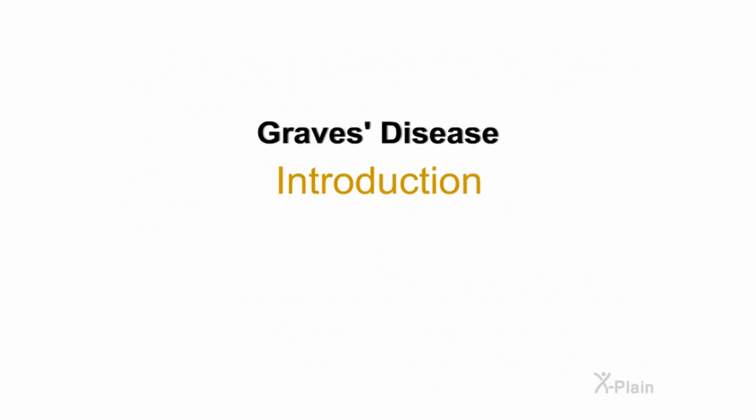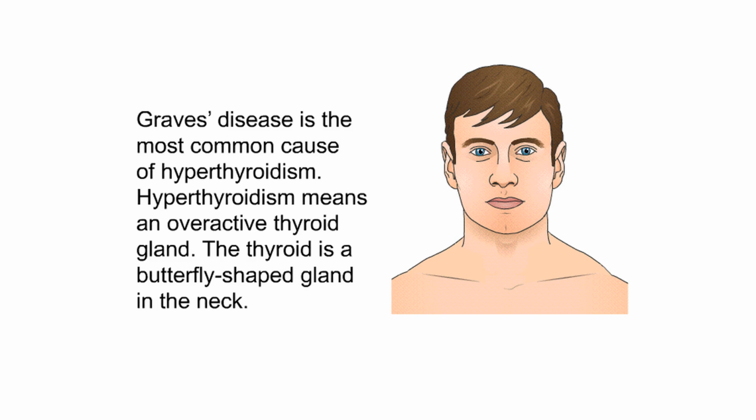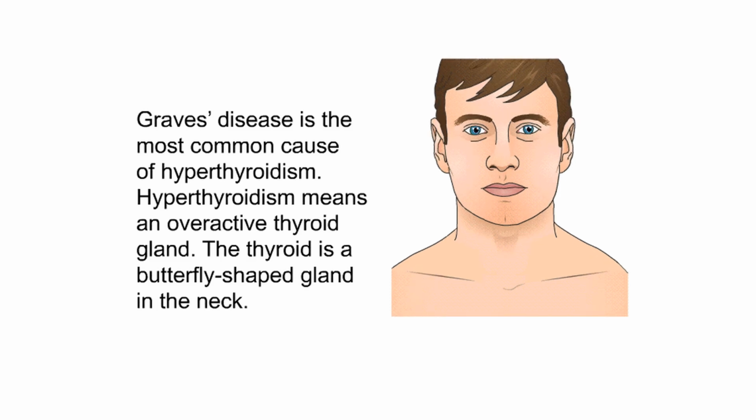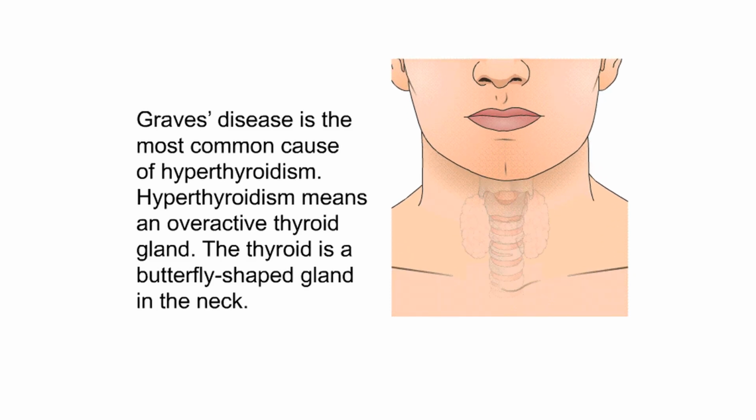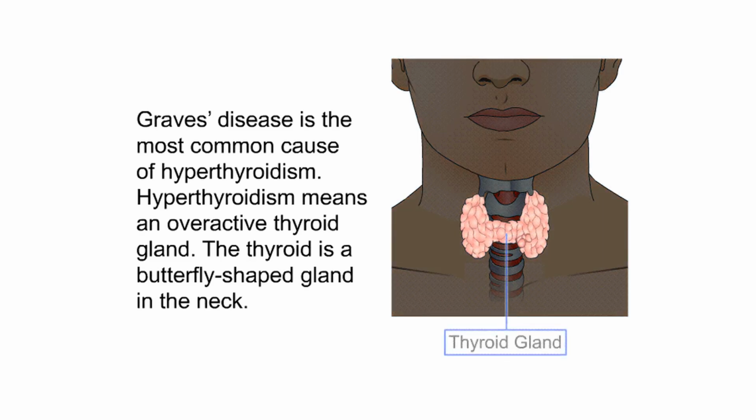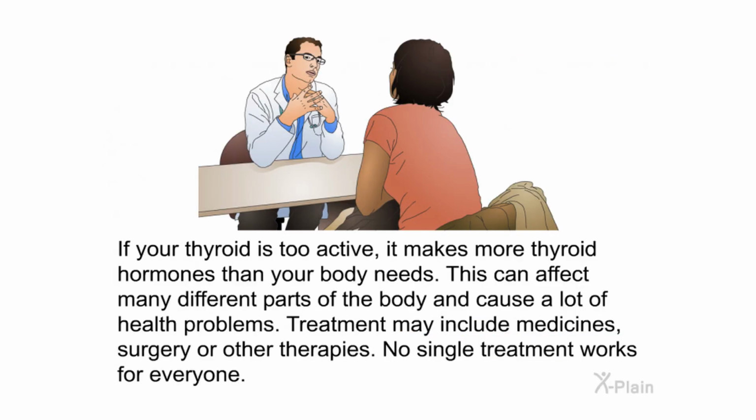Graves' disease. Introduction. Graves' disease is the most common cause of hyperthyroidism. Hyperthyroidism means an overactive thyroid gland. The thyroid is a butterfly-shaped gland in the neck. If your thyroid is too active, it makes more thyroid hormones than your body needs. This can affect many different parts of the body and cause a lot of health problems. Treatment may include medicines, surgery, or other therapies. No single treatment works for everyone.